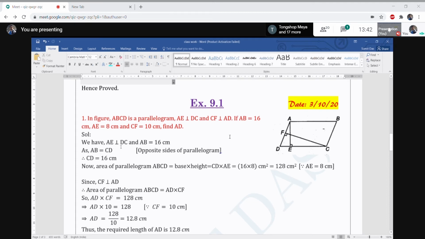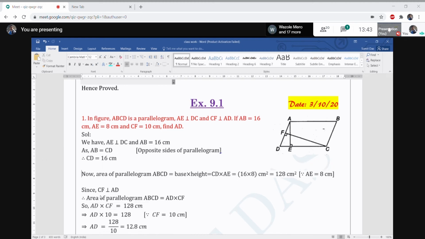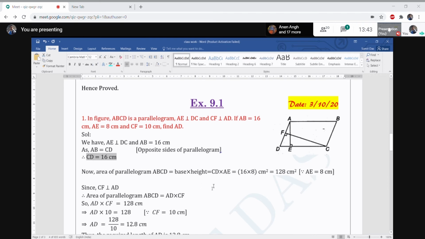We have AE perpendicular to DC. In the question it is given that AE is perpendicular to DC, and AB length is given as 16. Now AB and CD are the same length because they are opposite sides of a parallelogram, right? So if AB is 16, CD is also 16. Now, what is the area of a parallelogram? I hope some of you know. The area of a parallelogram formula is base into height.